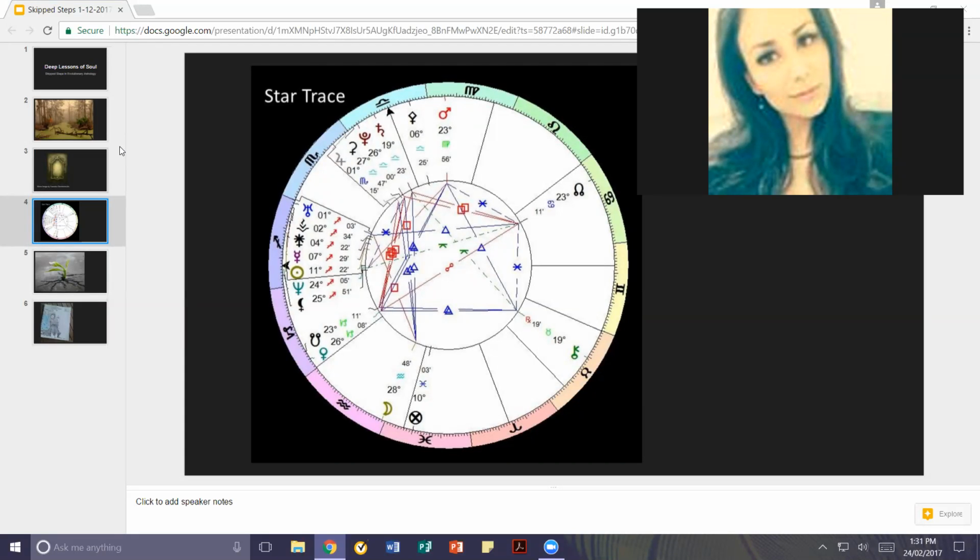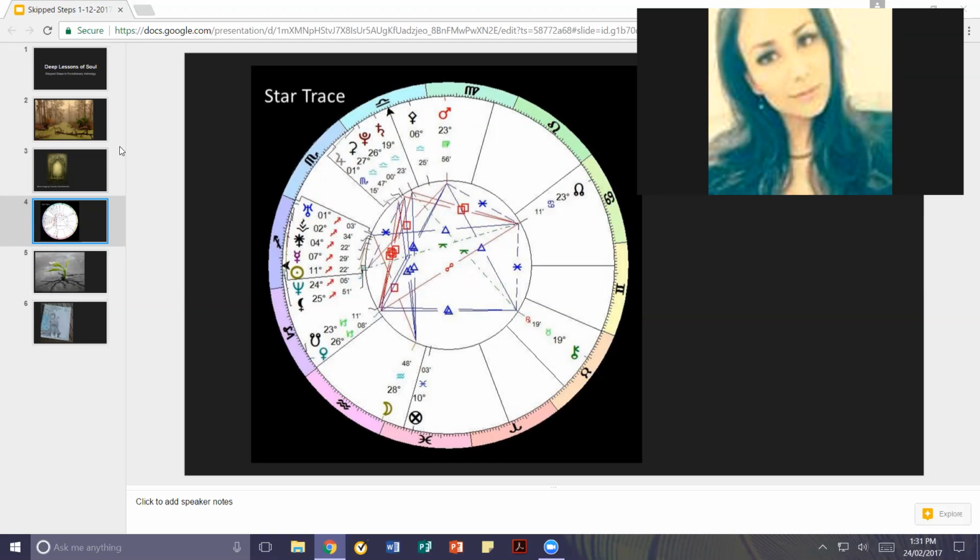And her resolution node, of course, has to be integrated through her Pluto's polarity point, which is 4th house, Aries. Okay, so let's start with the past, her South Node.